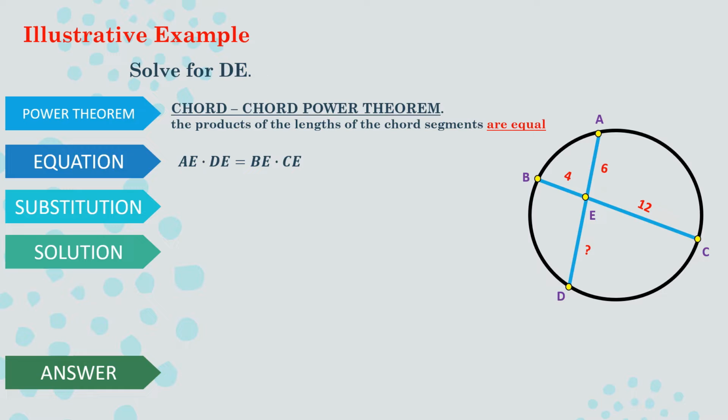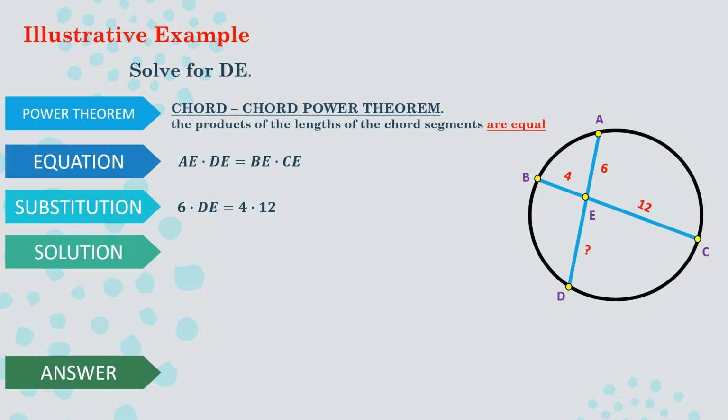So after this, we're going to have substitution. We're going to substitute the given values to our equation. So since AE is 6, we're going to replace AE with 6. Since we're looking for DE, we're going to leave DE as DE. Then BE is 4, then CE is equal to 12. So our equation will become 6 times DE is equal to 4 times 12, replacing AE with 6, BE with 4, CE with 12.